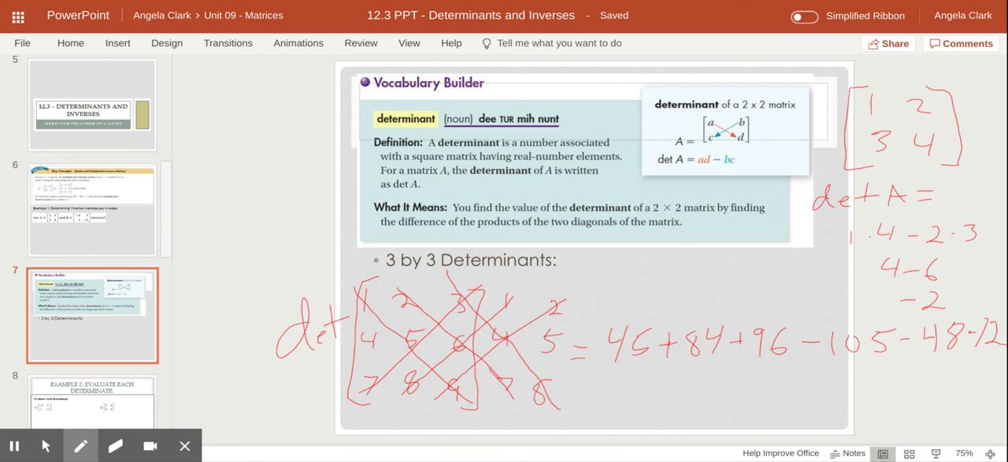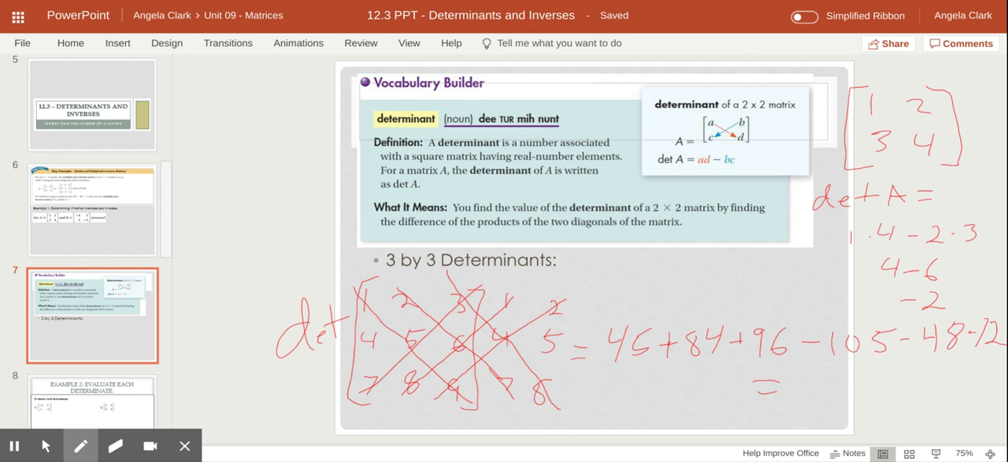So the setup, again, is you rewrite those first two columns, and then you take these 3 diagonals. You multiply the diagonal and then add it for the 3 in this direction, and subtract for the 3 in this direction. Then I'm going to put that into a calculator. So 45 plus 84 plus 96 minus 105 minus 48 minus 72 equals 0.